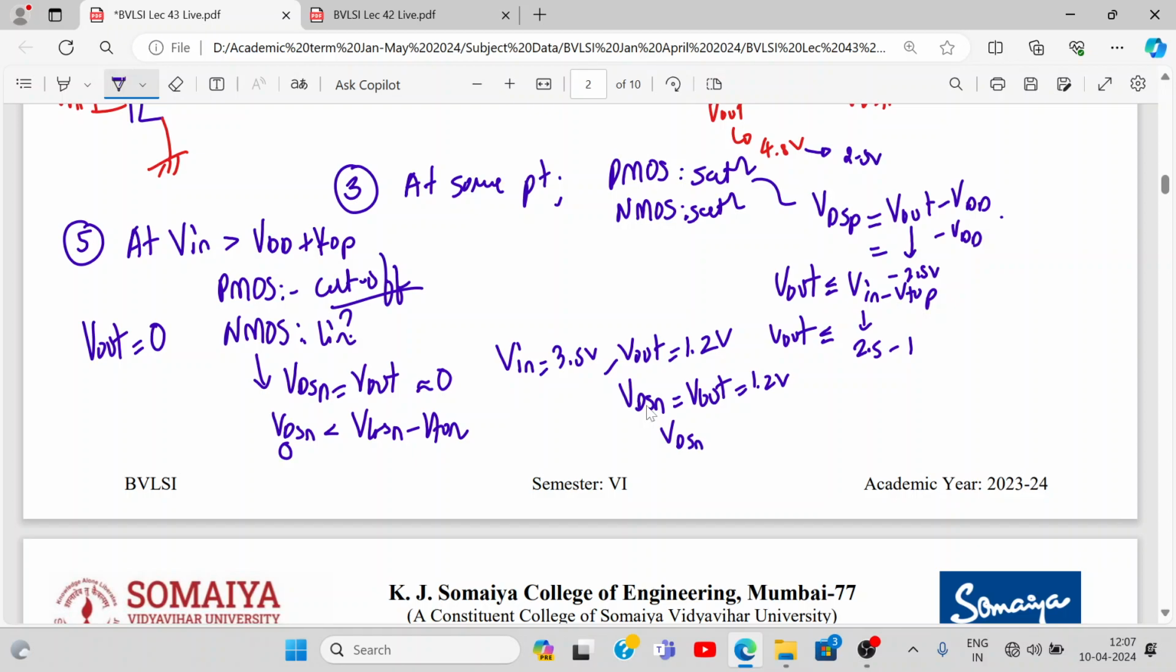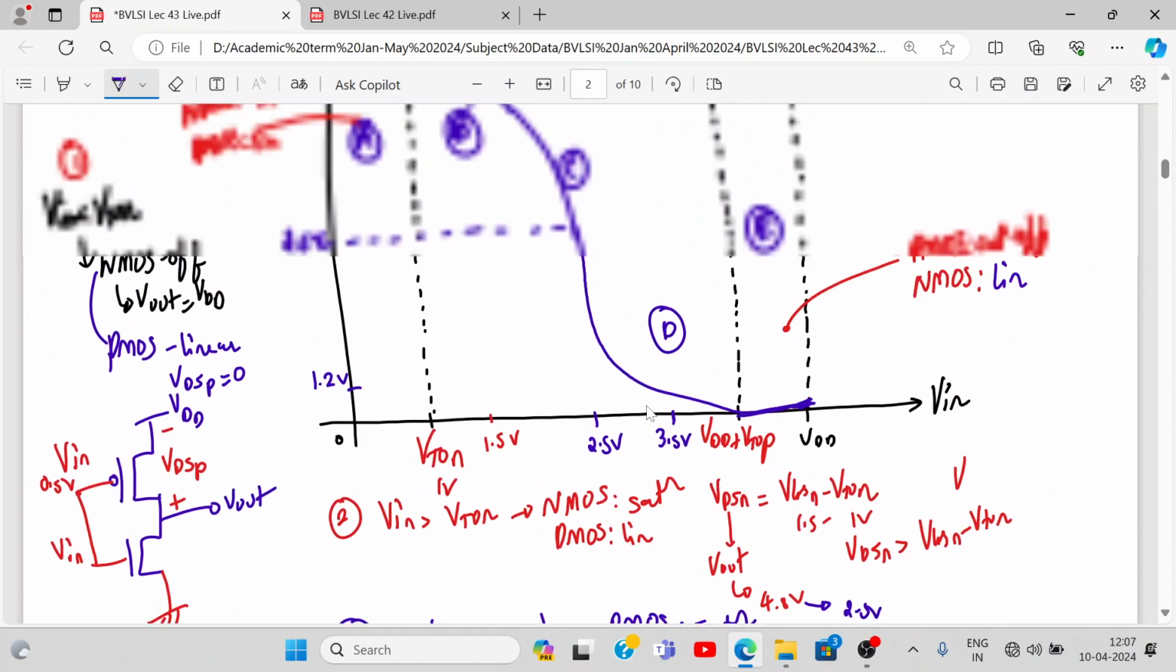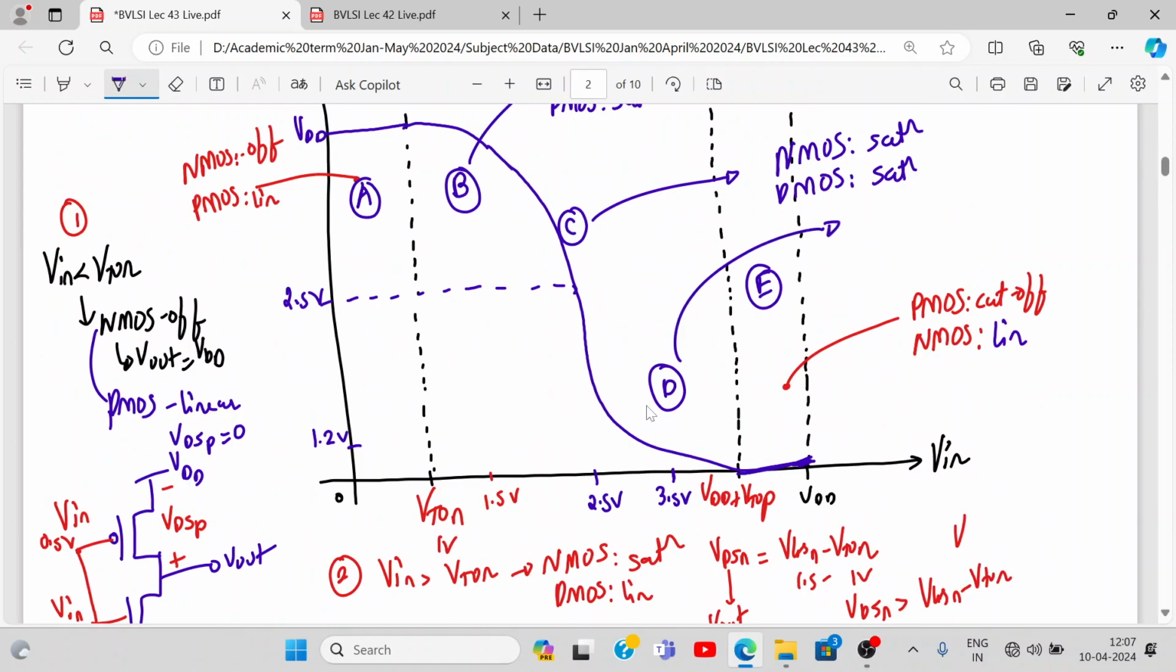And VDS-N has to be greater or less than VGS-N minus VTO-N. और ये मेरा इनपुट है ना, so ये V in है, V in कितना है 3.5 minus 1, तो ये हमेशा लेस रहेगा, बराबर ना. So what is this condition? Linear. This means NMOS is in linear region. Here at point D, NMOS is in linear. What about PMOS condition?